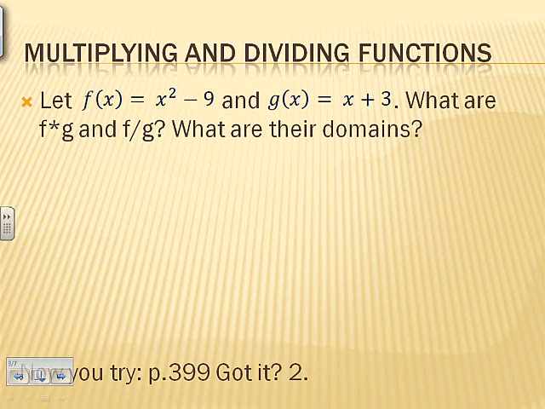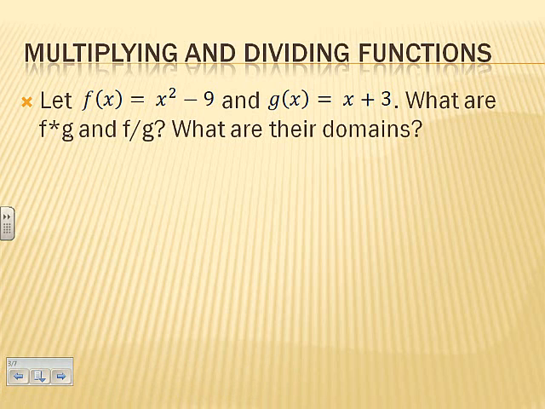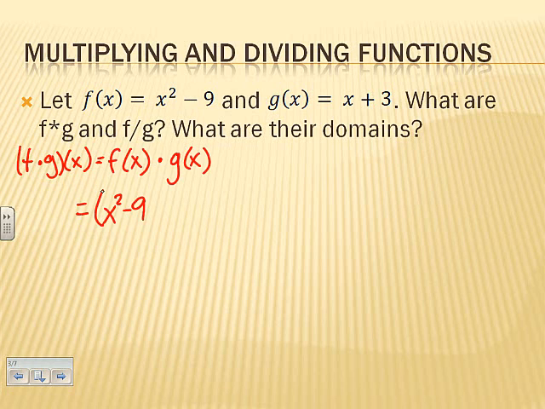So let's try another example. This time, let's do f times g, f divided by g. Again, right now we're not going to worry about the domains. So if I want f times g of x, then that means the f of x function times the g of x function. So I'm going to take f of x, which is x squared minus 9, and I'm going to multiply it by the g function, which is x plus 3.